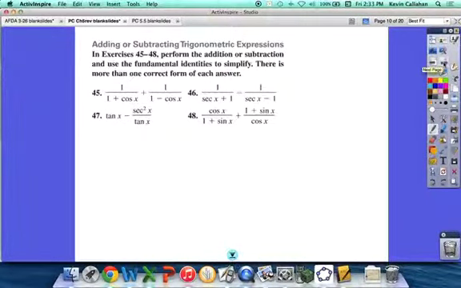Okay, there will be some adding or subtracting of expressions. Add or subtract, simplify. So basically you have to find a common denominator, right? So what would you multiply the first term here by? 1 minus cosine over 1 minus cosine. What would you multiply this one by? 1 plus cosine over 1 plus cosine. What would your denominator be at that point? No, it's not an equation. It would be 1 minus cosine squared, which is sine squared. Okay. So you need to know how to find a common denominator with these and simplify.